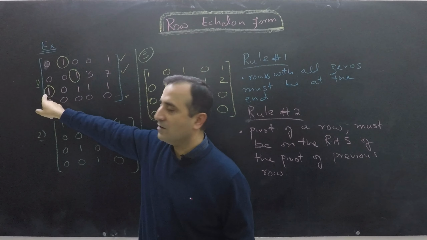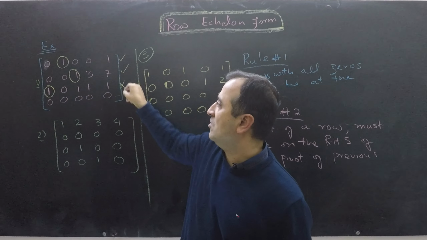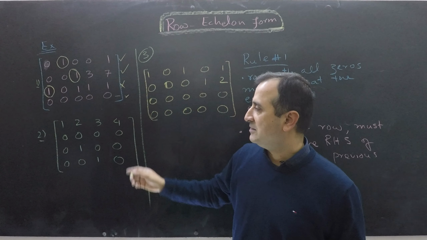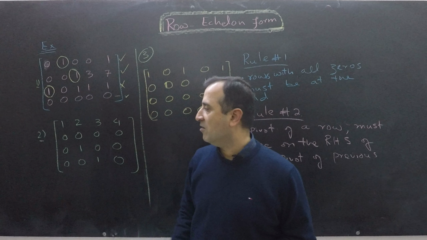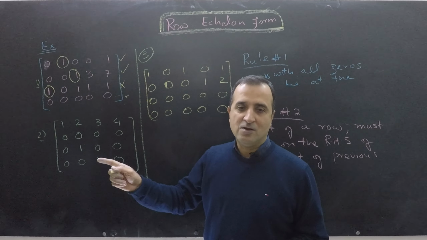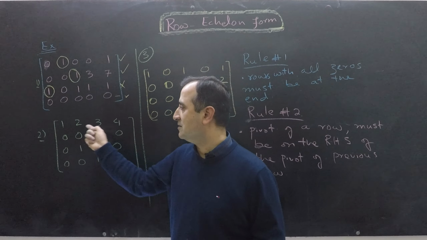Now this one, no. So it's not in row echelon form. Now the second one. In the second one, once again we have to identify all the pivots which are the leading non-zero elements, which in this case is what?